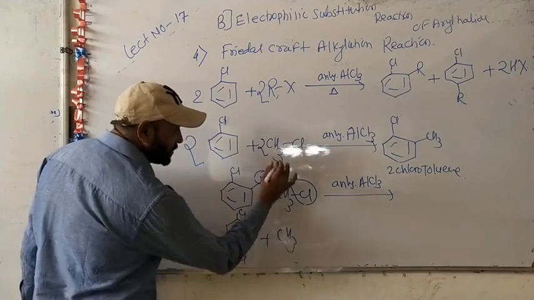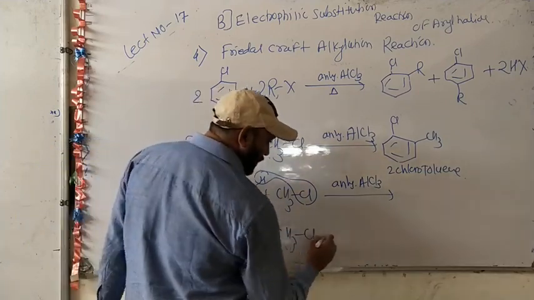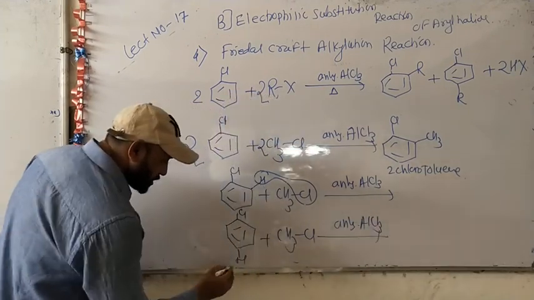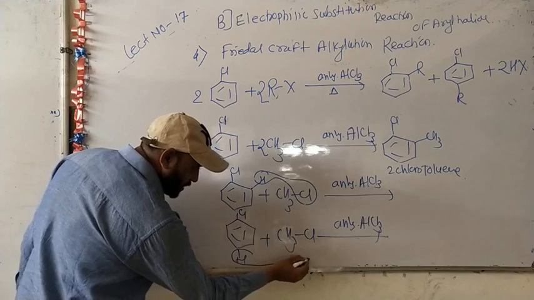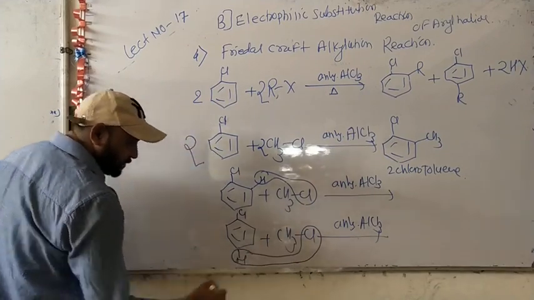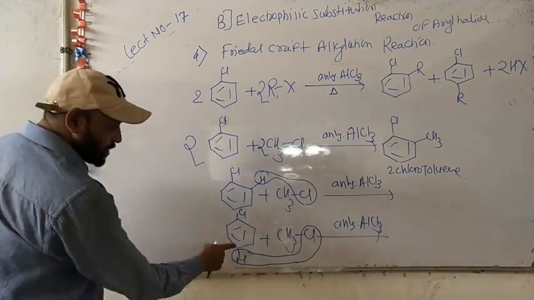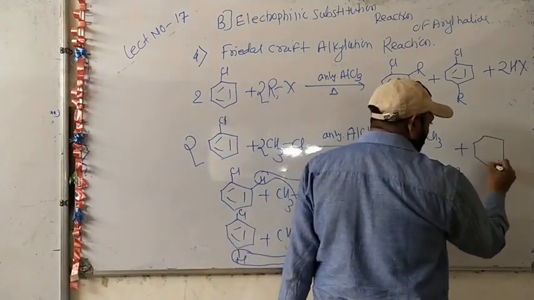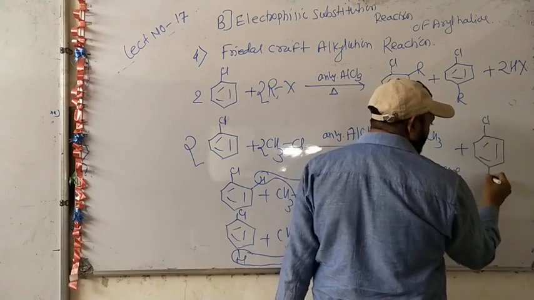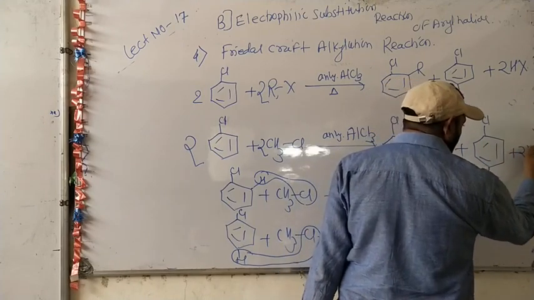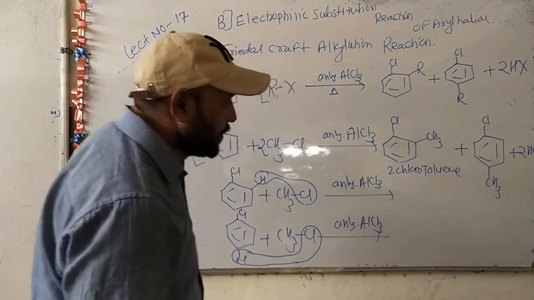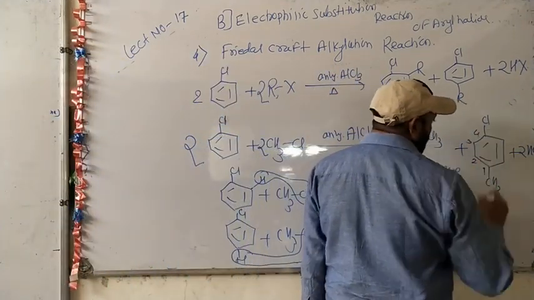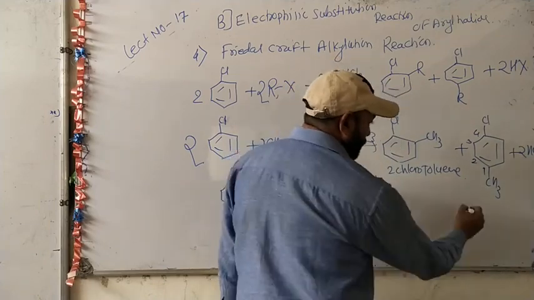So the second molecule of chlorobenzene reacts with methyl chloride and anhydrous AlCl3. So what is lost? Hydrogen is lost from the para position and chlorine from methyl chloride. That's why this methyl is introduced at the para position. So forming the product Cl and here CH3, plus HCl. Here methyl is the main functional group, so forming 4-chlorotoluene.